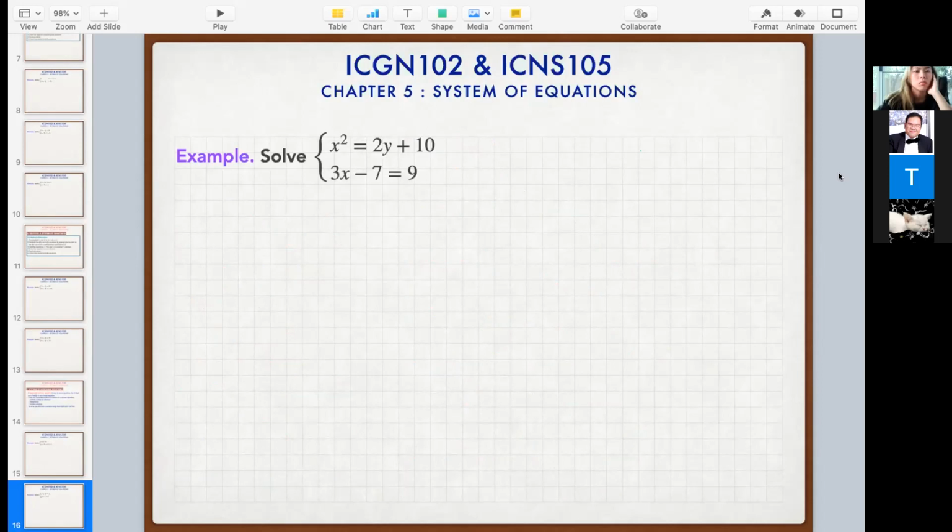So we have two equations: x squared equals y plus 10, and 3x minus 7 equals 9. The first equation makes this system of equations nonlinear because we have x squared in here. That's why this is a nonlinear system of equations. In this one, I give you 3 minutes to solve this problem by yourself, everyone. Okay, let's start now. When you have the answer already, please type your answer in the chat box.